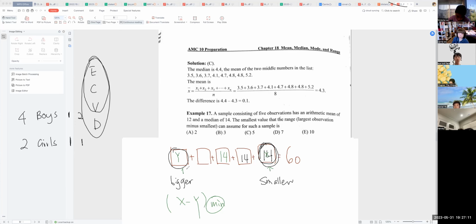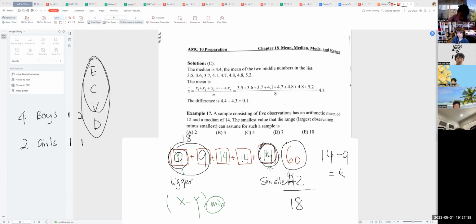So let's go to the biggest y. But remember, the 5 numbers added together must equal 60. So 42 is 14 plus 14 plus 14. That means the rest of these two numbers must sum to 18. And I want y bigger, the better. So the only possible answer is making them the same, 9 and 9. So that's why 14 minus 9 equals 5.